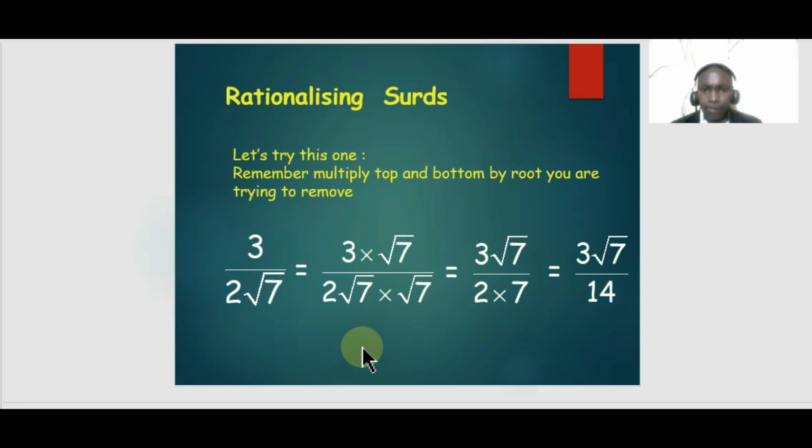Let's try this one. Remember, multiply the top and the bottom by the root you are trying to remove. So in this case, I want to rationalize this denominator, to remove this root 7 here. So what I'm going to do is multiply both the numerator and the denominator by that surd. So 3 times root 7, and 2 root 7 times root 7, and this one will give me 3 root 7 divided by 2 times 7. We've just said that root of 7 times root of 7 will give us 7. So we get the answer as 3 root 7 divided by 14.